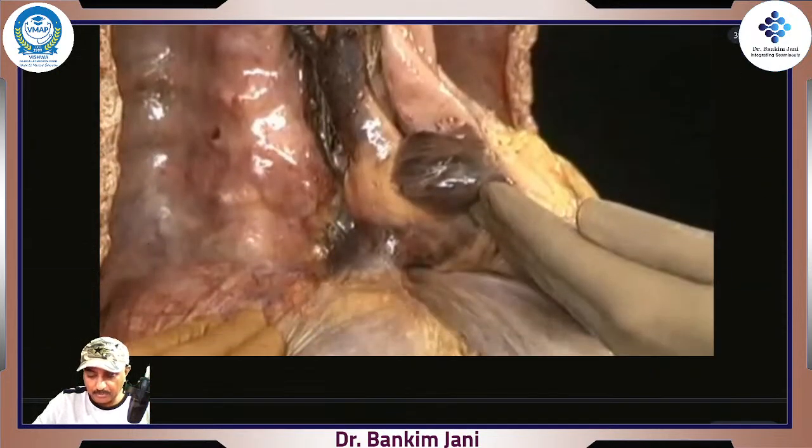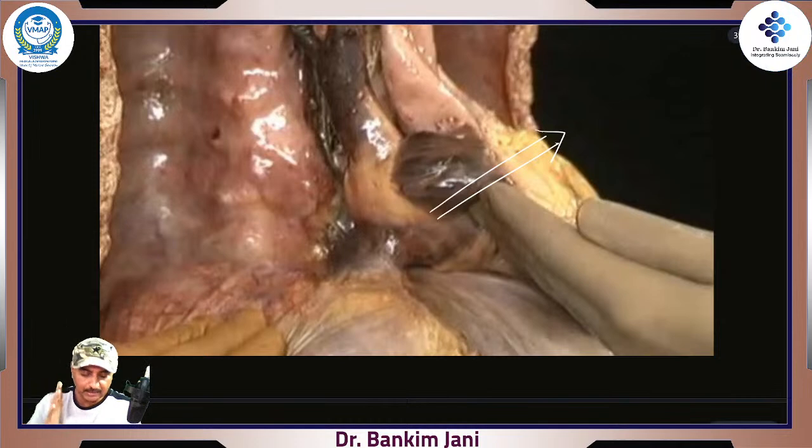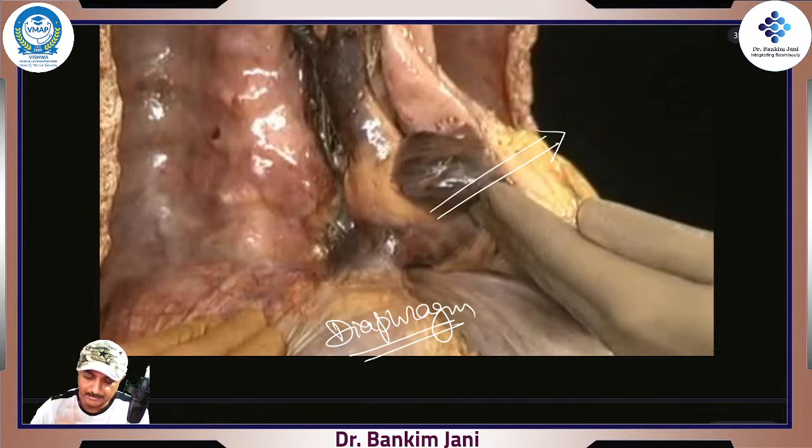Now, if we really want to watch the inferior vena cava, we have to see, we are pushing the heart. We are lifting the heart. This one is the diaphragm, and we are just pushing the heart above to watch this small portion. And that is, friends, nothing but our inferior vena cava.